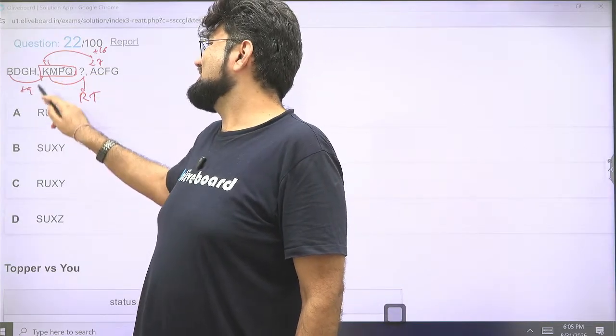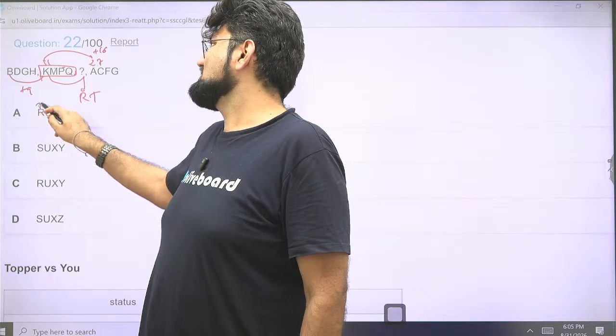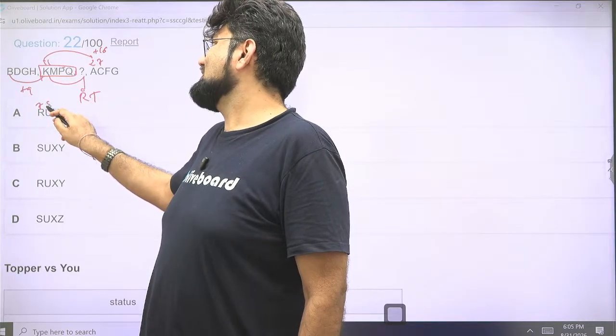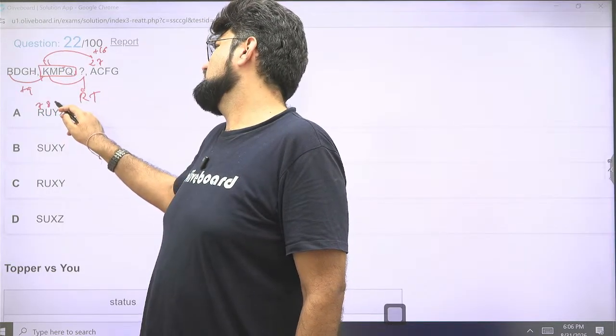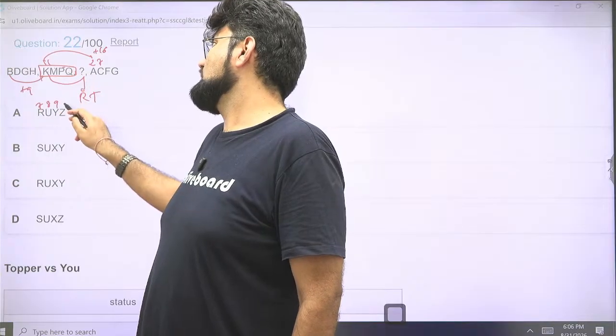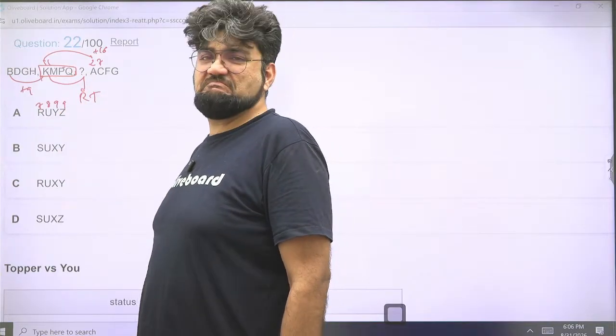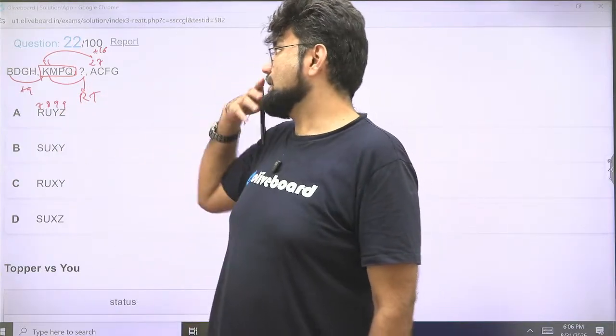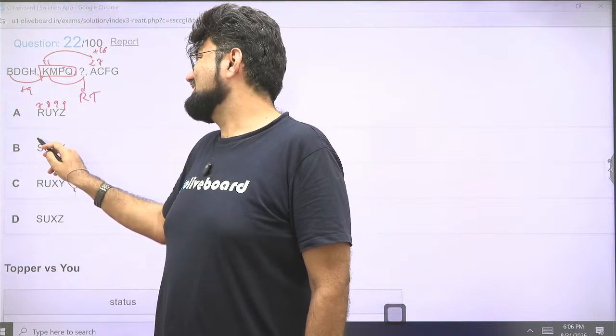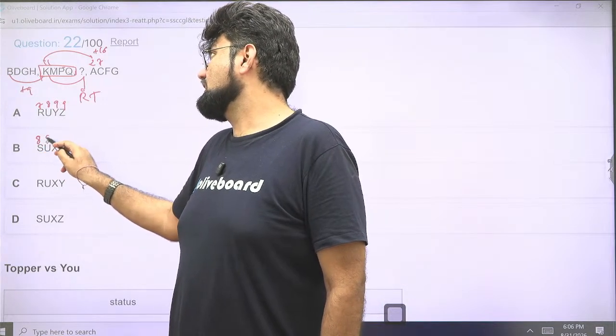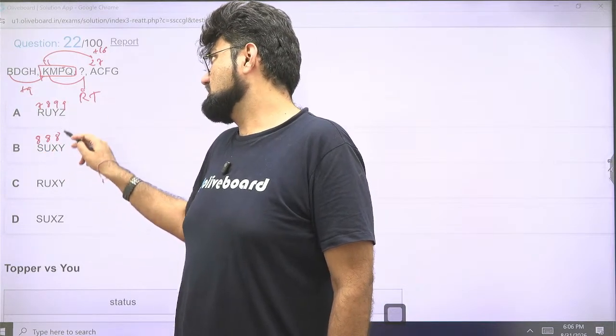So this is 11 and this is 18. So the difference is 7 units. Then 13 and 21, 8 units. 16 and 25, 9 units. And 17 and 26, this is 9 units again. Not making sense. SUXY, so 11 and 19, 8 units. 13 and 21, 8 units. 16, 24, 8 units. 17, 25, 8 units.